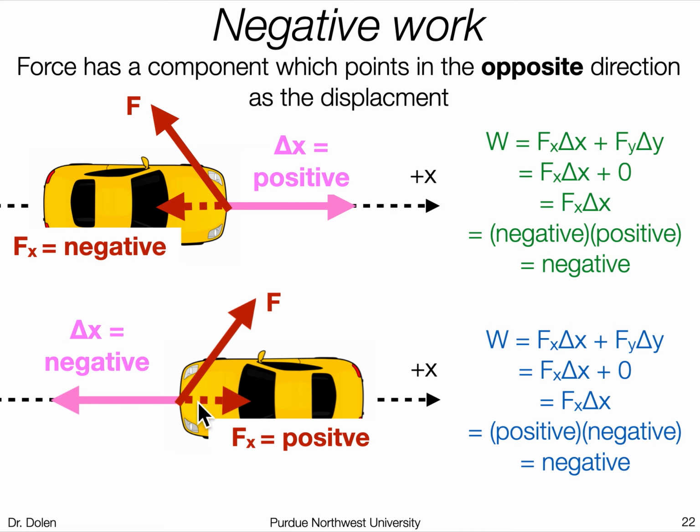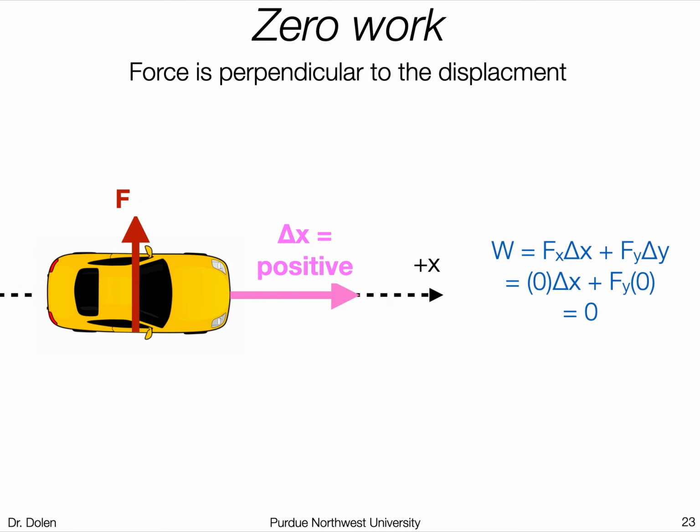Likewise, I could be moving in the minus x direction. I could be sliding down the hill in the minus x direction and applying a force which has a component in the positive x direction. In this case, I have a positive force and negative displacement. That's negative work. Okay? And finally, zero work, which we've already mentioned.